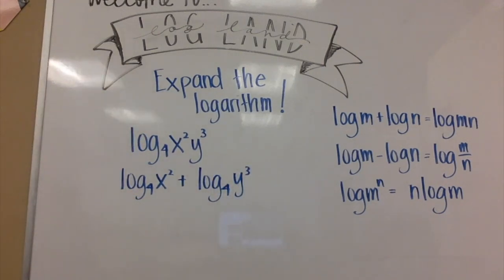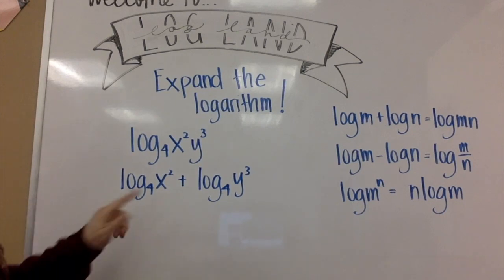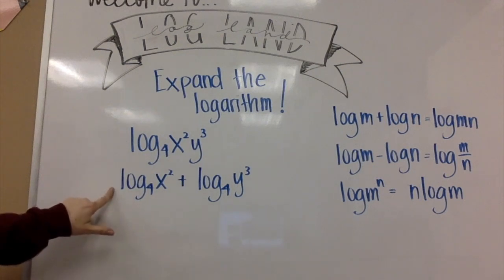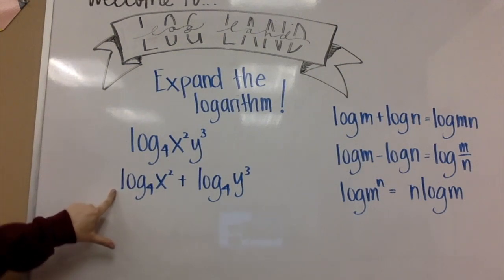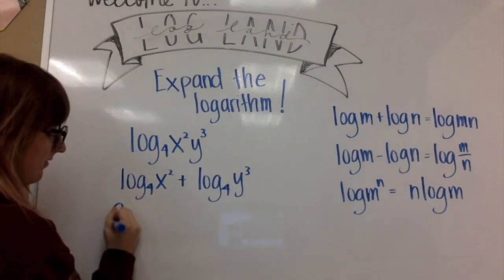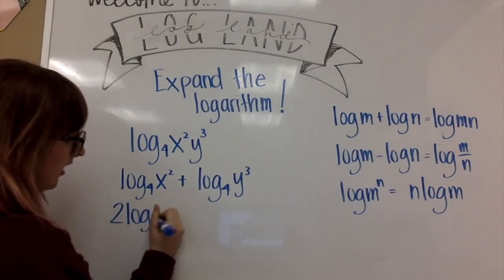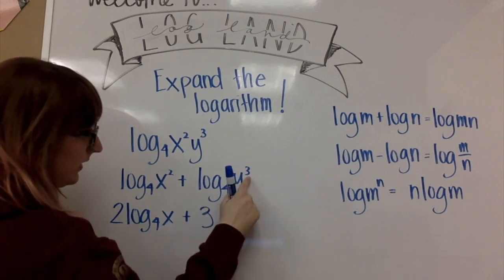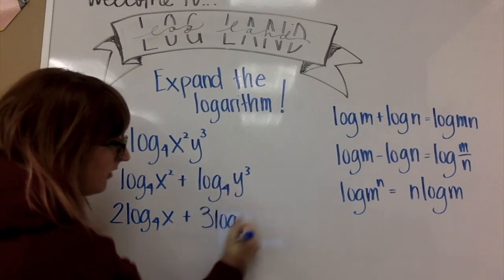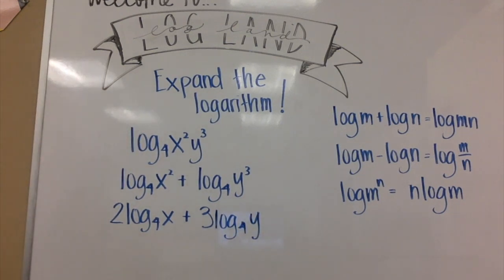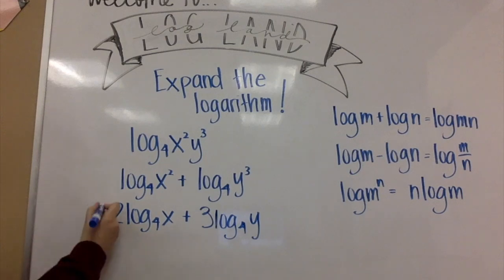The next step I'm going to do is I'm going to take these exponents and put them in front of the logs. And we are allowed to do this because of the power property. So I'm going to have 2 log base 4 of x plus 3 log base 4 of y. And that is my logarithm expanded.